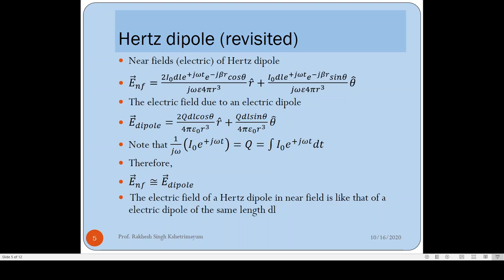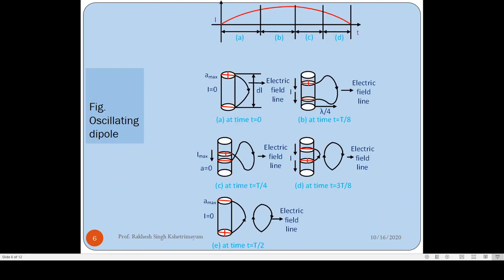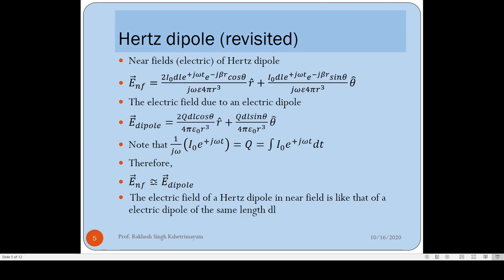If you know how the field is radiated from a Hertz dipole, you can easily do it for other antennas, because the Hertz dipole is the basic building block for any kind of antenna. So let us look at this diagram carefully. Basically we have a Hertz dipole, and from the previous derivation, in the near field, the Hertz dipole has the same electric field as that of an electric dipole.